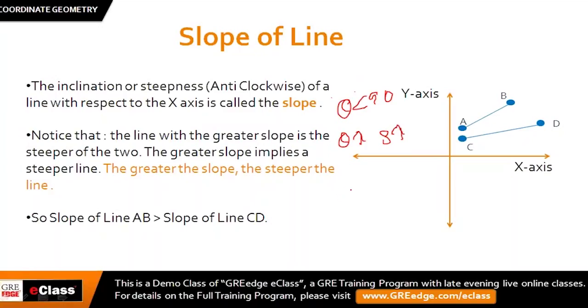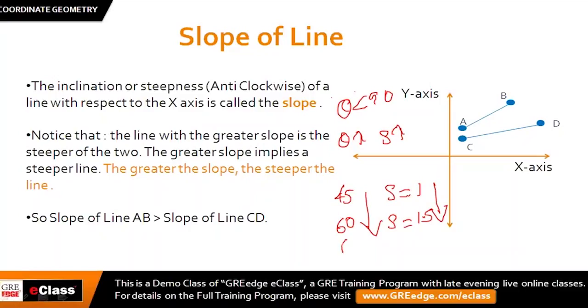For example, if theta equals 45 degrees, the line's slope equals 1. If theta is 60 degrees, what will happen to the slope? The slope may change to 1.5 or something. As theta increases, my slope will increase when theta is less than 90 degrees. That is the first logic. Is everyone clear with this?